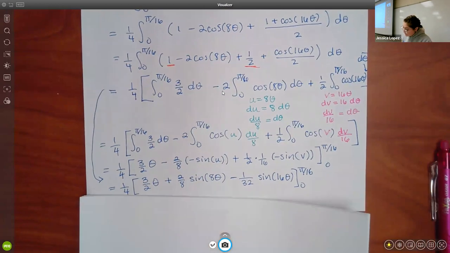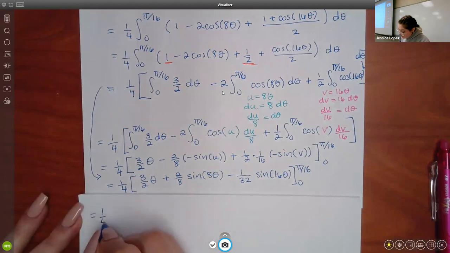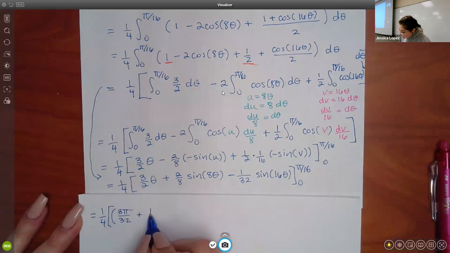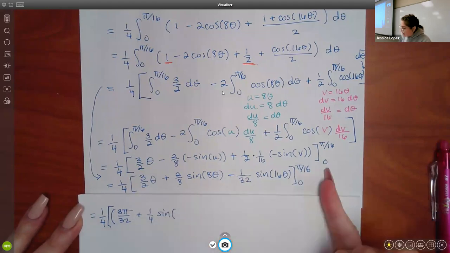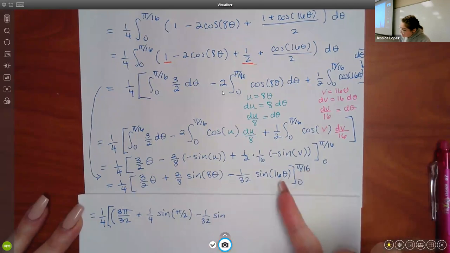Okay, we're almost there. We've got our integral. Now I just need to apply that fundamental theorem of calculus, right? So I'm going to plug in pi over 16 here. That's going to give me 3 pi over 32. I'll change that to 1/4. And when I take 8 times pi over 16, it's going to simplify to pi over 2. And when I take pi over 16 and I plug it in there, it's going to simplify to just pi.